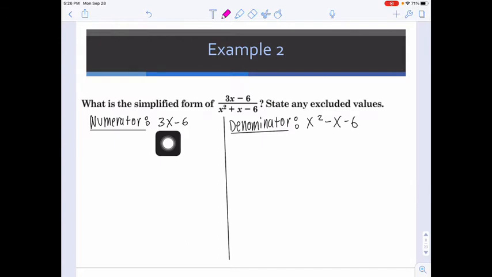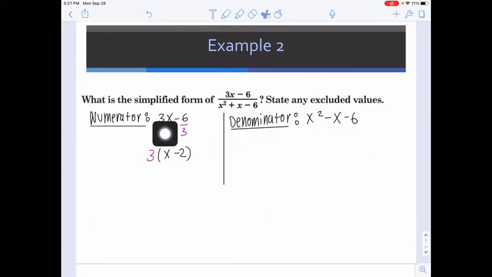For the numerator, notice we have a linear term. So we have to see if there's anything the 3x and the 6 have in common, and we can factor out a 3 from both of these. When you factor a 3 out from 3x, you're left with x, and when you factor a 3 out from negative 6, you have negative 2. So now we have factored the numerator.